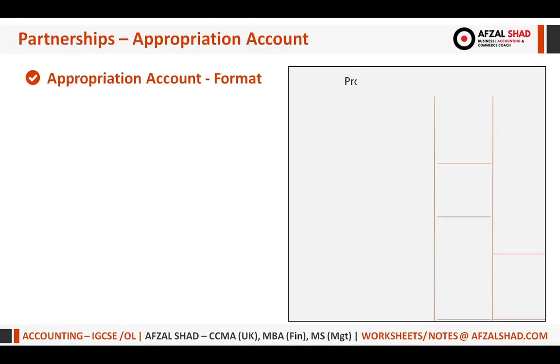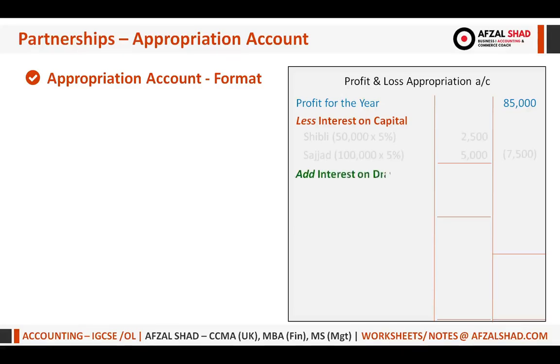Now, as you know the appropriation account format, let's have a quick overview of that. First thing is profit of the year. So you have to start from profit, whatever the net profit, either calculated by yourself from the income statement or already given in the question. So you start the profit and loss appropriation account with the figure of net profit, that is 85,000. It was 85,000 in our case.